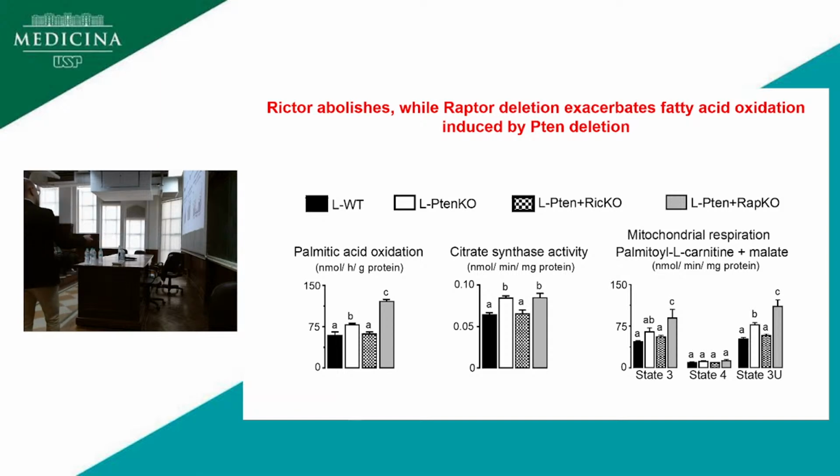We also evaluated citrate synthase activity, and we saw a similar phenotype: Rictor deletion abolished the increase from PTEN, but Raptor didn't do anything. And when we measured the respiration of isolated mitochondria in the presence of a fatty acid, what we saw was a similar phenotype to the fatty acid oxidation. PTEN increased oxidation as expected, Rictor abolished it, and Raptor deletion exacerbated this oxidation in the liver of these mice.